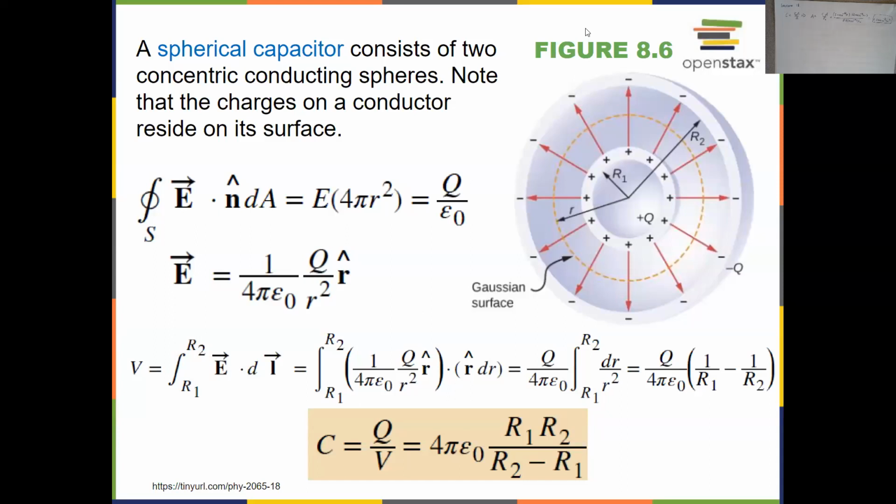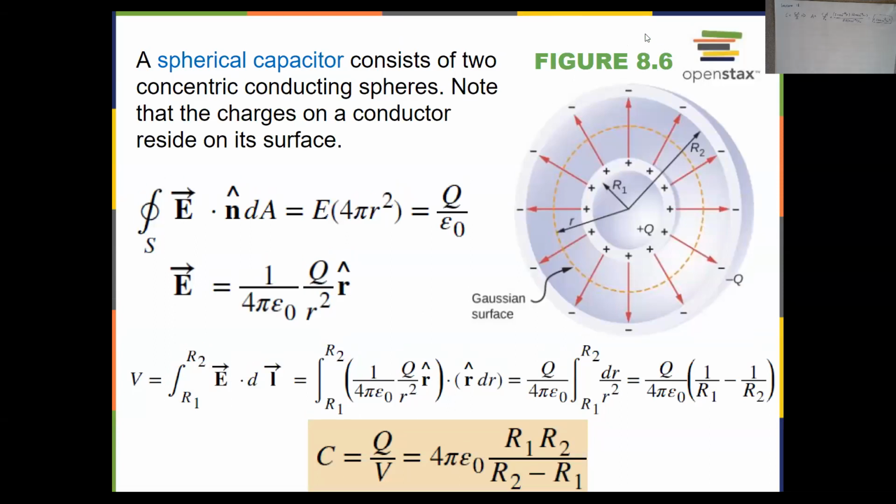So to calculate different types of capacitor, in this case, you have two pieces of metal shell. So the first one and the second one. So the first one, the smaller inner one, is positive charge, and the outer one is negative charge.